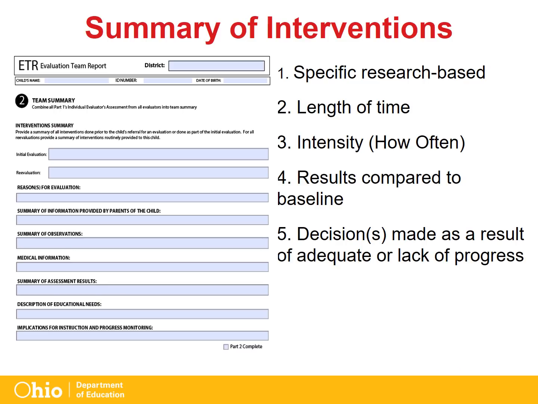Summary of interventions. All previous interventions used, including strategies used in the child care environment, should be included. Please note, the summary of interventions provided is not required for preschool children, but may be included if data is available. This part is very important for initial evaluations and is widely misunderstood. The ETR must contain a summary of the specific interventions provided to the child before moving to the evaluation process.